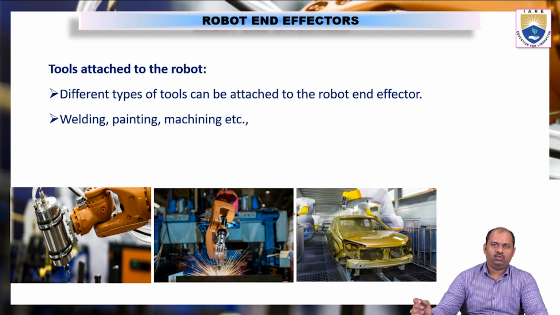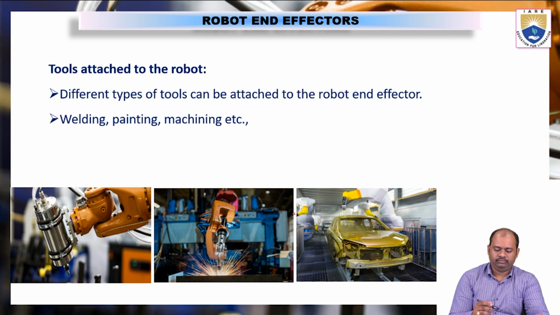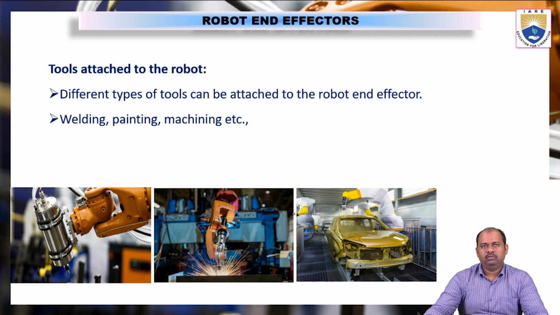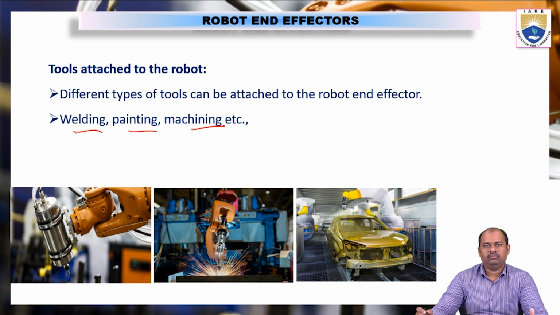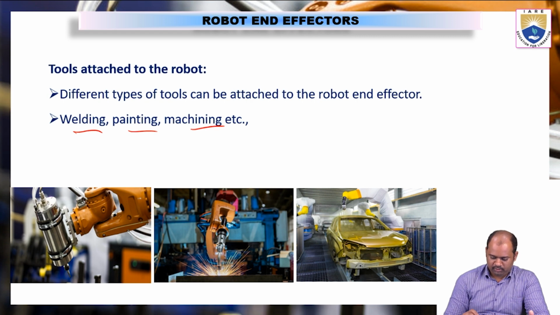Now we'll see the different tools attached to robots. Different types of tools can be attached to robots. The first kind of tool is for welding, painting, machining. You can see in the pictures below, different types of tools can be connected to the end effector. The end effector will move in such a direction, and the tools will work on the end product or the object on which we have to work.